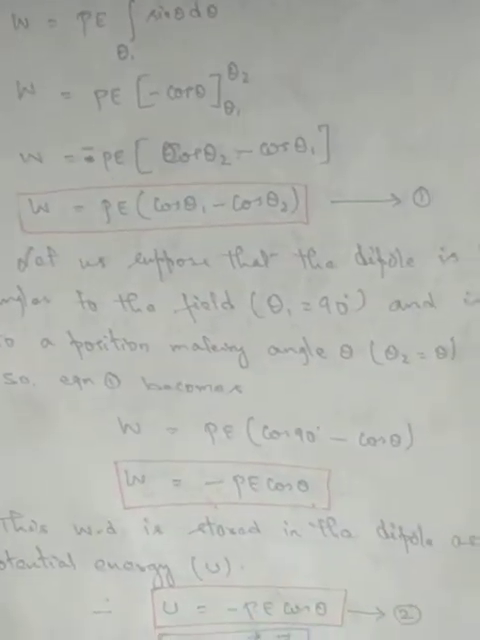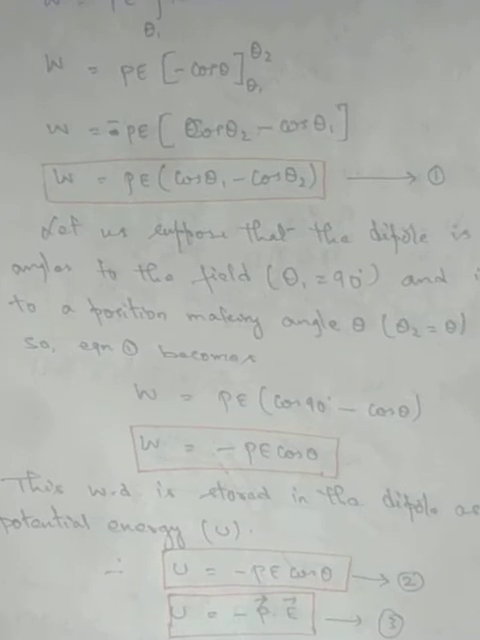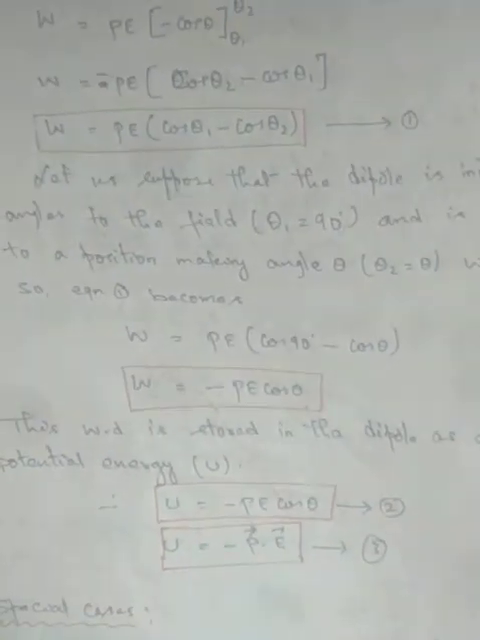So this work done will be stored in the dipole as an electric potential energy, because we know work is nothing but energy. So we get energy only by doing work. But what type of energy? It depends. If a body is changing its position, then the amount of work that you did to the body, that work will gain a potential energy.